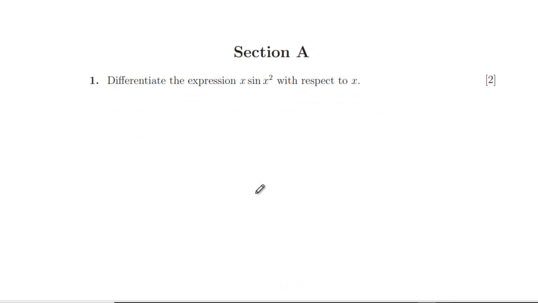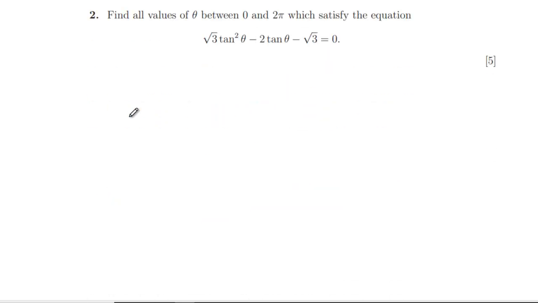So differentiate this expression. So we're going to do product rule on this. So f dash of x is going to be, so leave one, differentiate the other essentially. So we're going to get sine of x squared, and then we're going to add 2x multiplied by x and then cos x squared. So yeah, that's what we're going to get on all of that. You can see it was only 2 marks. That was a nice easy starter.